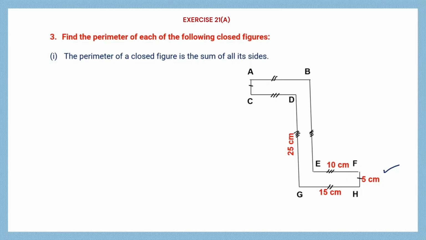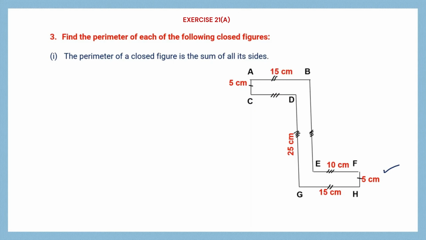As you can see, AC has a single stroke. So that will have the same measurement as FH. So that is 5 centimeters. Now look at where the second stroke is. So you have two strokes. Look out for the line that have two strokes. AB has two strokes and GH has two strokes. And GH is 15 centimeters. That means AB is also 15 centimeters.